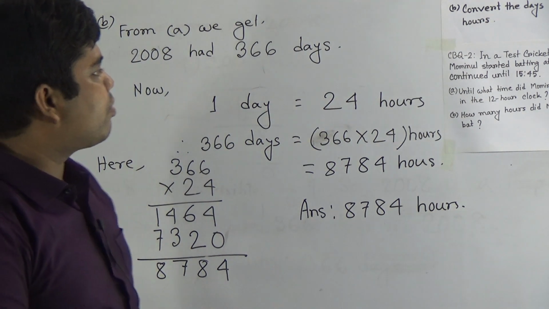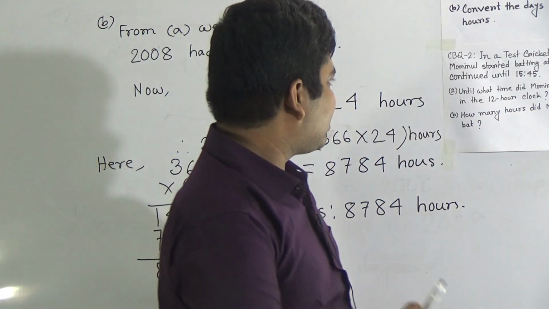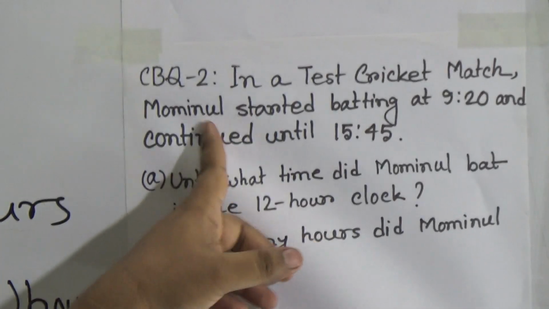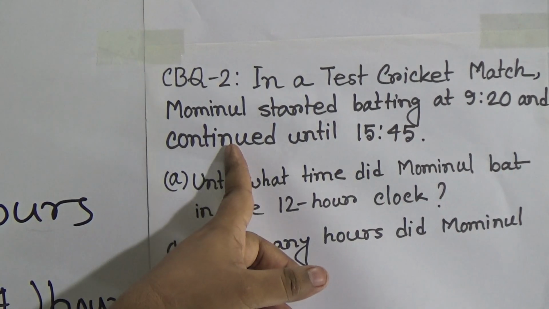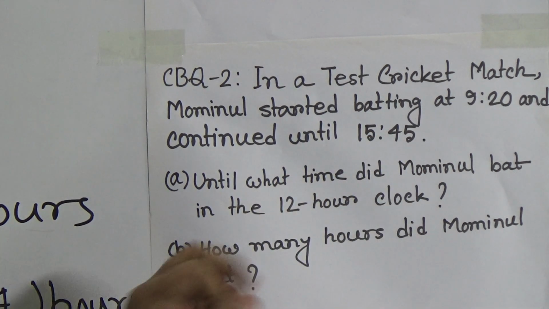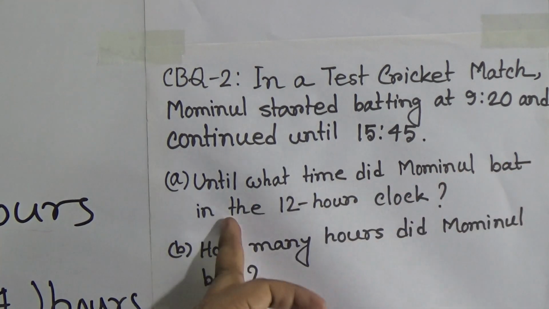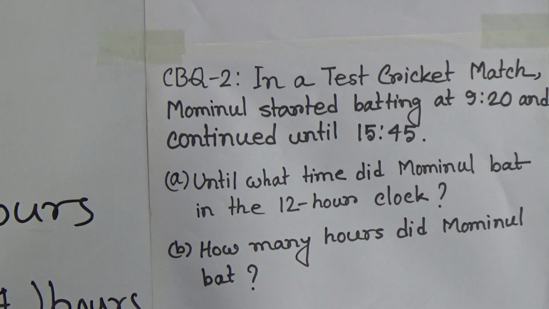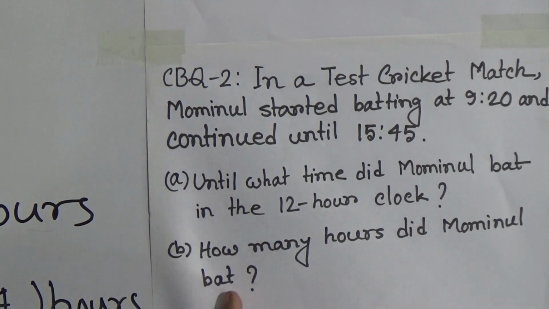Next we shall solve question number 2, CBQ number 2. At first we read the question. In a test cricket match, Mominul started batting at 9:20 and continued until 15:45. Okay, so until what time did Mominul bat in the 12-hour clock? How many hours did Mominul bat?